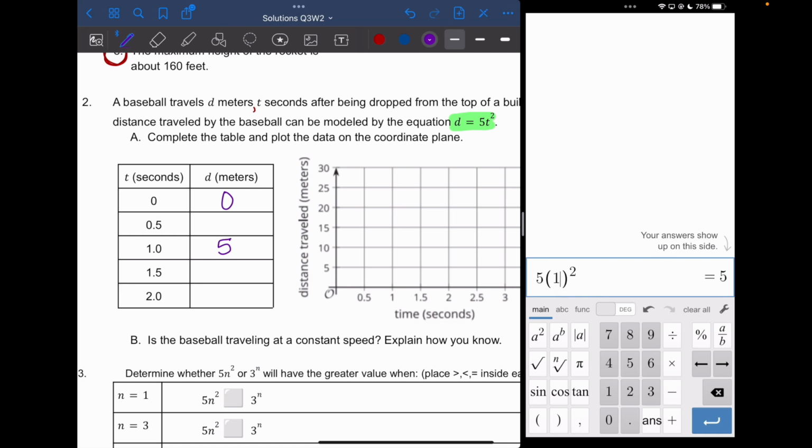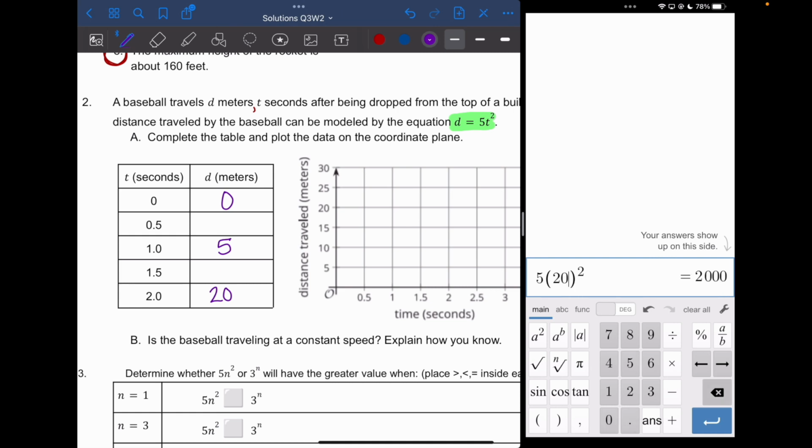If we did 2 squared, we should get 4, and then we would have to multiply that with the 5, and we should get 20. So let's plug that in. And we get 20. But these numbers, the 0.5 and the 1.5, get a little tricky, so we're definitely going to use the calculators for those.